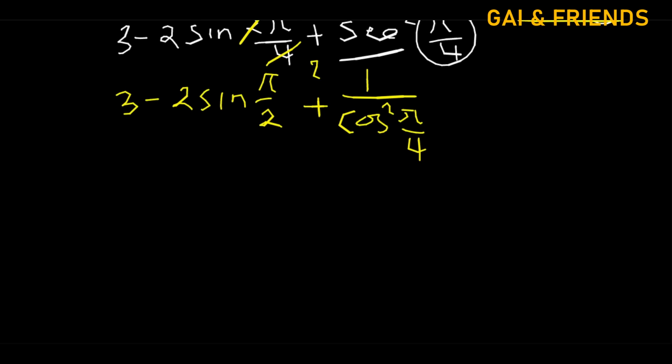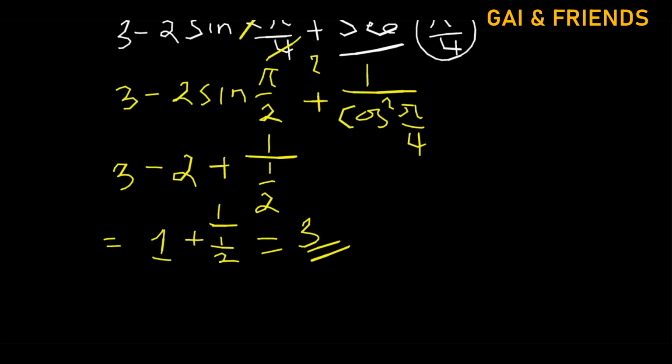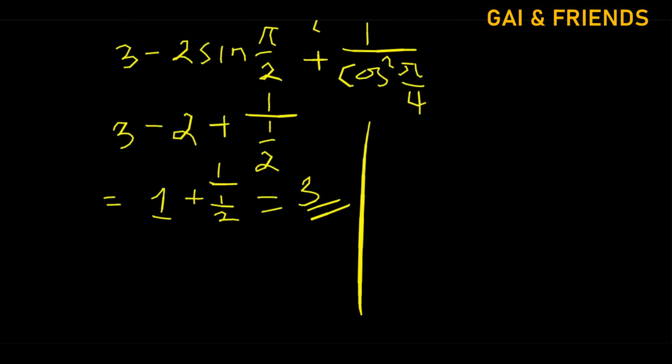Never forget that. So when your calculator is in radian, you're going to get 3 minus 2 times sine pi out of 2, which is 1, so that is 2, plus 1 out of cosine square pi out of 4. In your calculator, it should be 1 out of a half. And then 3 minus 2 is simply 1 plus 1 out of a half. 1 plus 1 out of half is 3. Now you get it. It's cool, right?